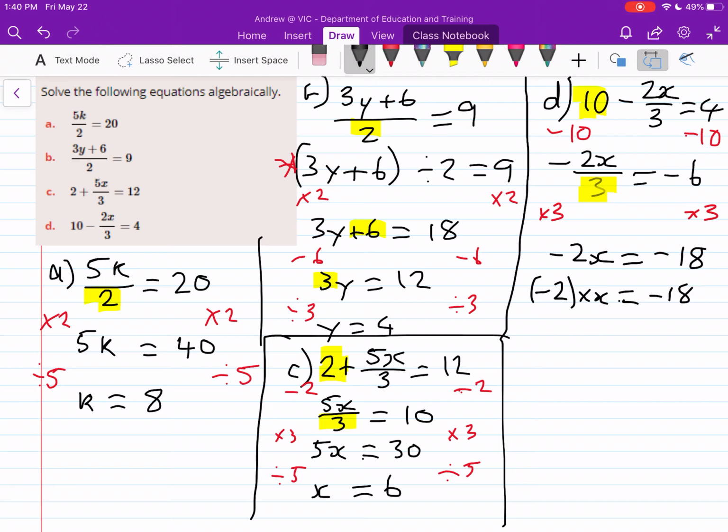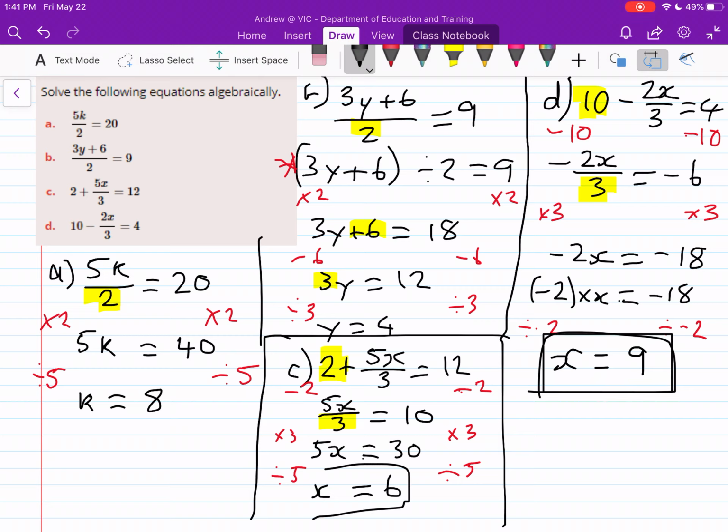So we need to, hopefully you realize, divide by negative 2. So now we're left with x is equal to negative 18 divided by negative 2. 18 divided by 2 is 9. A negative divided by a negative makes a positive, so this is going to be positive 9. And that's just like the answer we got before.